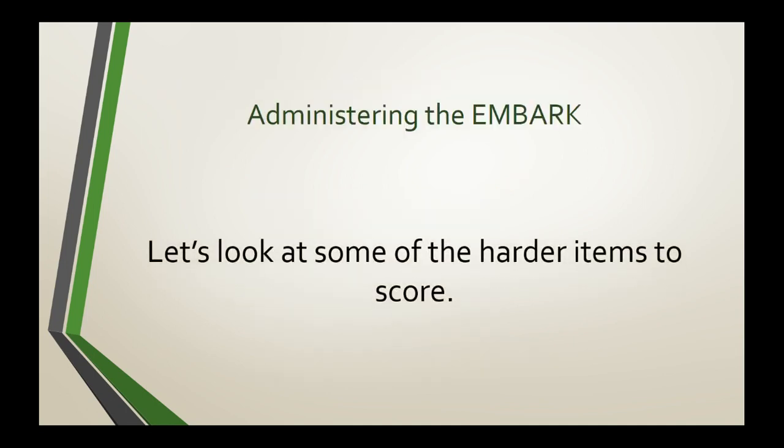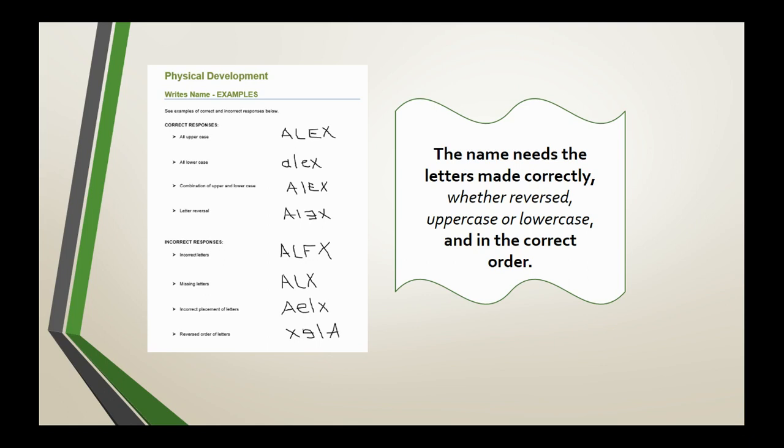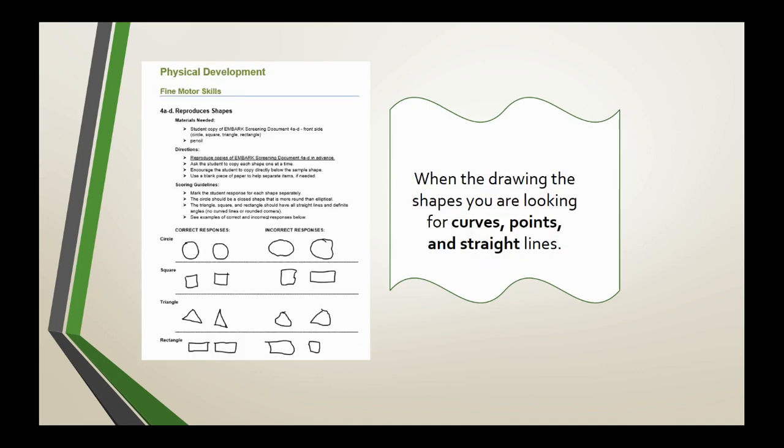When administering the EMARK, there are certain things that take more attention in order to score. One is writing the child's name. Now, when writing the name, the letters need to be made correctly. They can be reversed. They can be a mixture of uppercase or lowercase or all upper or lowercase. That's fine, but the letters have to be in the correct order. When they're drawing the shapes, keep in mind you're looking for curves, points, and straight lines.